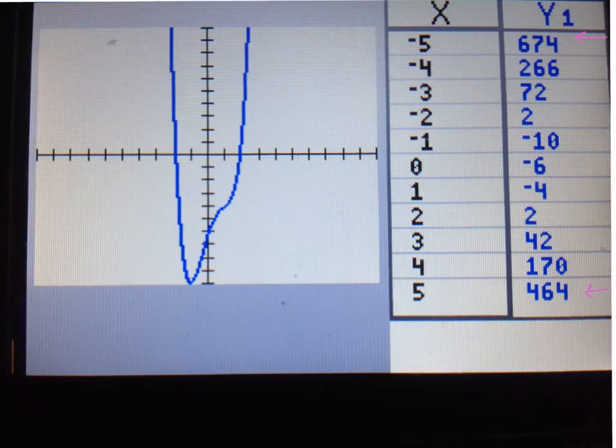674. We can see that we have y values that go all the way down to -10, where it looks like we're close to our minimum value there. And so we're pretty sure that this is a good table and graph of this particular function. On to example 2.